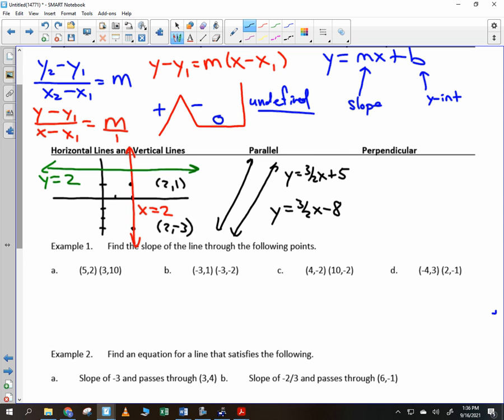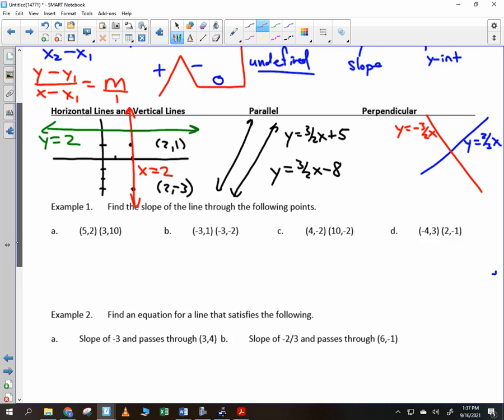What makes lines perpendicular? Very good. Perpendicular lines are lines that intersect at a 90-degree angle. If this was y equals, say, 2/3 x, then the red one would be what? Yep, y equals -3/2 x. Opposite in value and reciprocal as well.